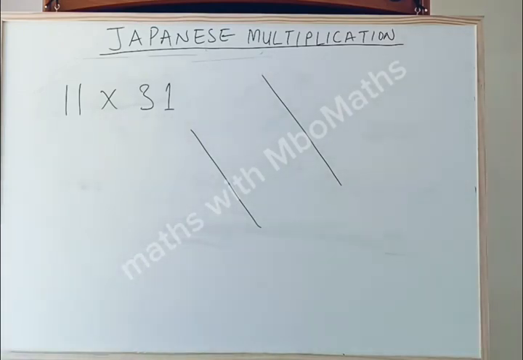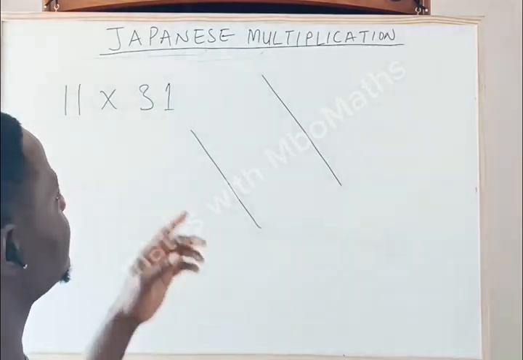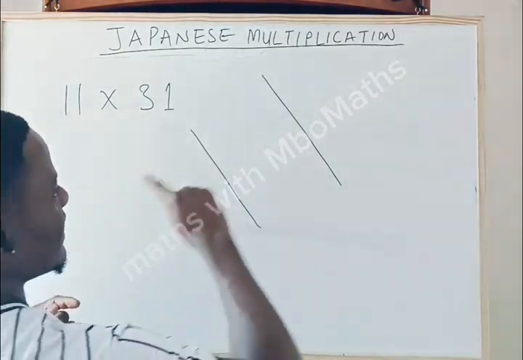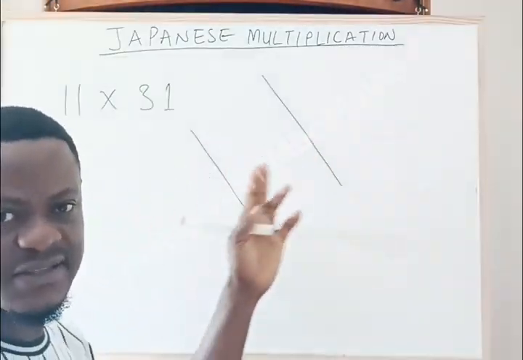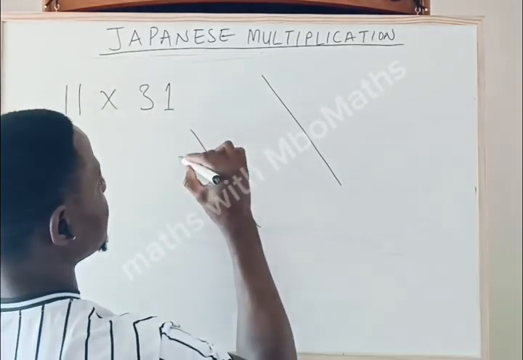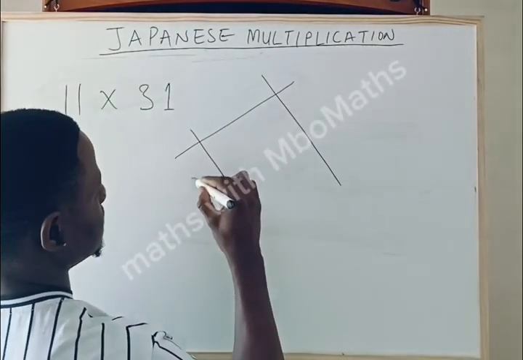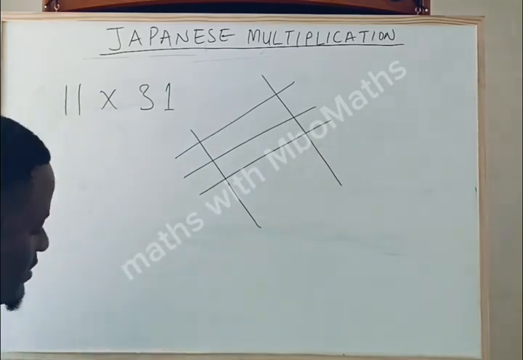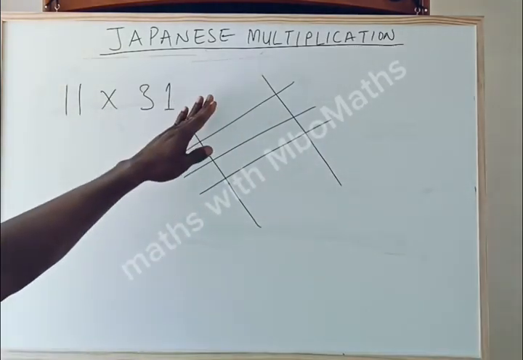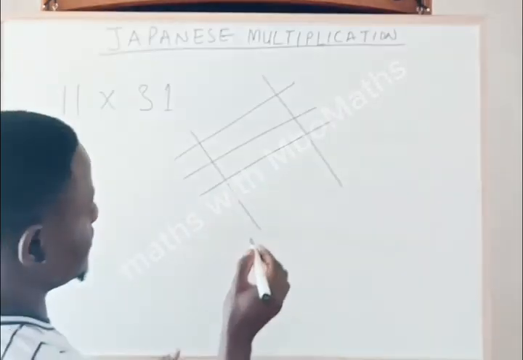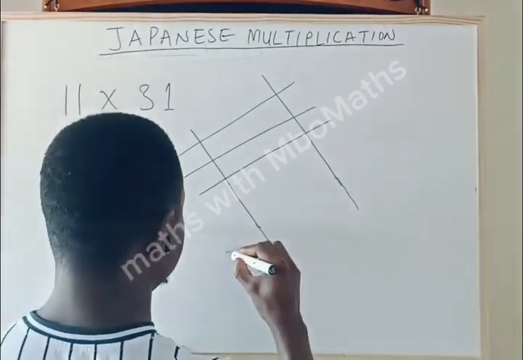What about 31? 31 is 3 tens and 1 one. So we have to draw it in such a way that they cross, they intersect. If we start with our 3 tens, we have first line 1, 2, 3. This represents our 3 tens. So what about our 1 one? Our 1 one, we can come here and draw it.